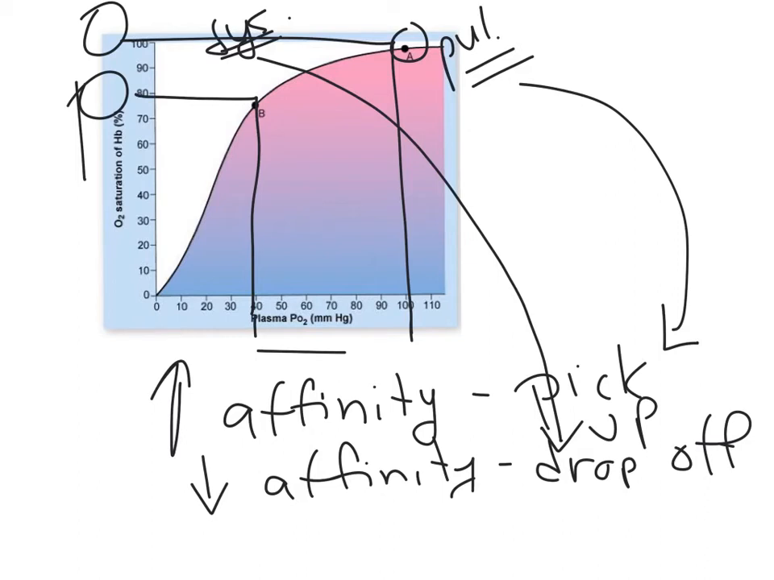At the lungs, do we want to pick up the oxygen for transport to the cells? Yes. At the cells, do we want the oxygen to be dropped off? Yes. So the actual hemoglobin molecule, because of this positive cooperativity, works in a way that it will pick up the oxygen where we want it to pick it up and drop it off where we want to drop it off.